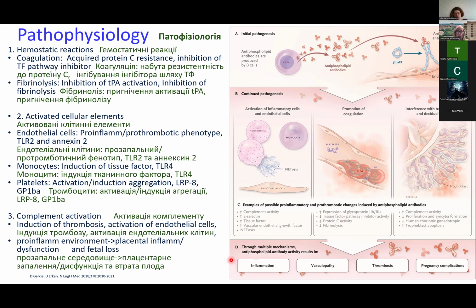And so, basically, depending on where this is happening in the body, you can get inflammation. You can get vasculopathy, which would be like the livedo reticularis we'll talk about in a minute. You can get the thrombosis, and then the pregnancy complications.